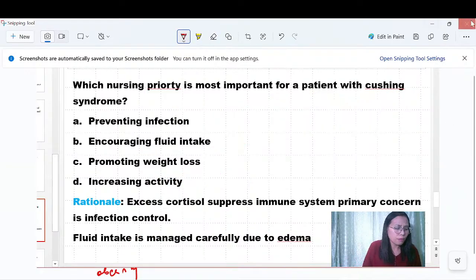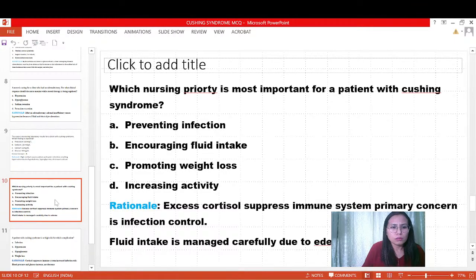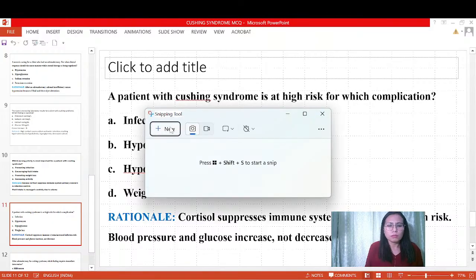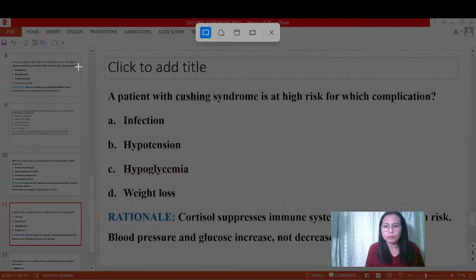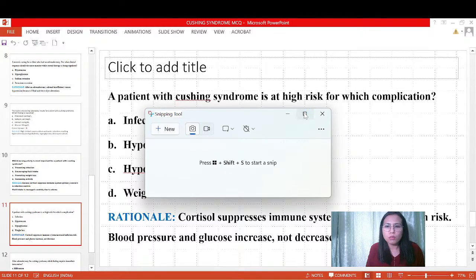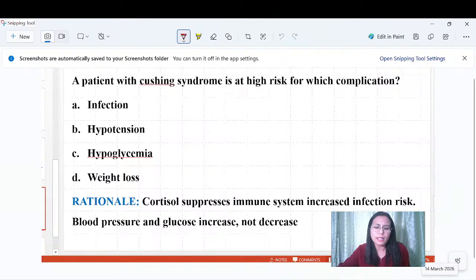Next question: a patient with Cushing syndrome is at high risk for which complication? After adrenalectomy, the body cannot make cortisol, right? Patients can go into adrenal crisis or adrenal insufficiency.